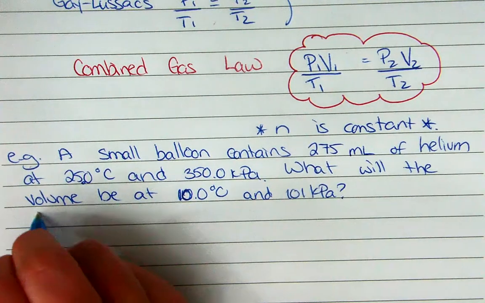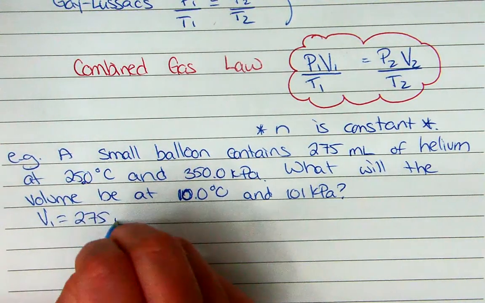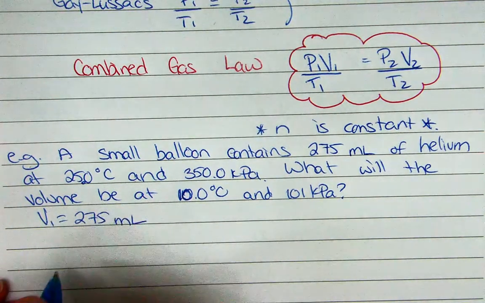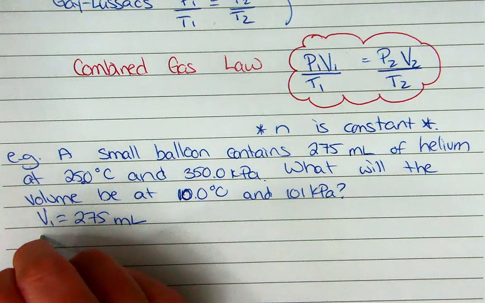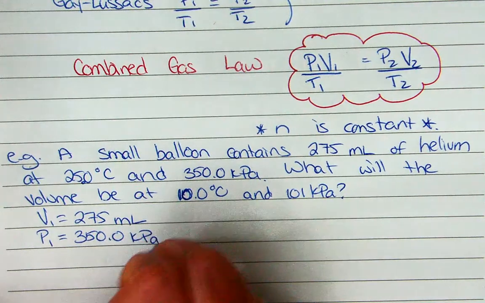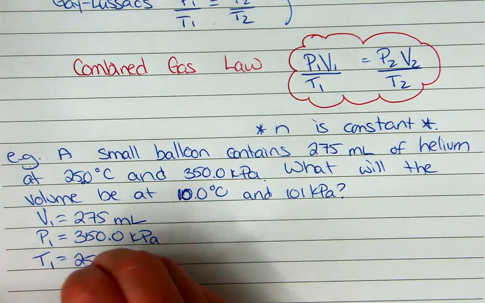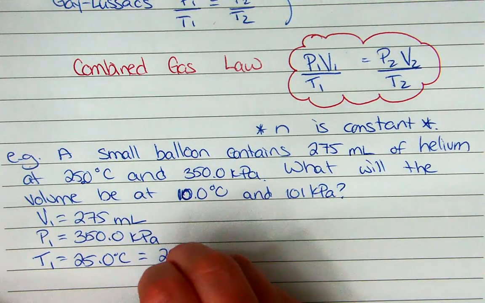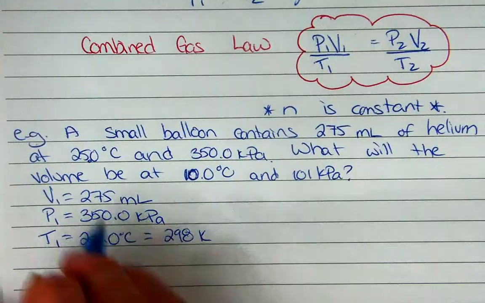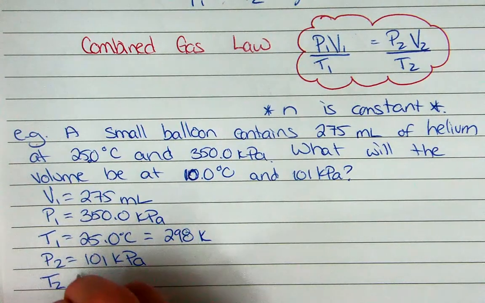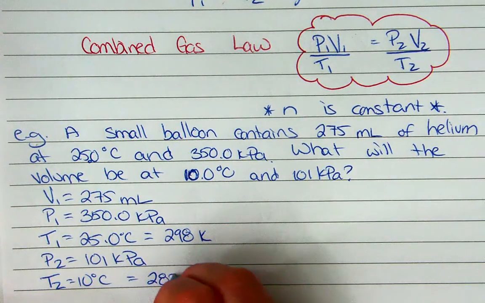Write out what we know. V1 equals 275 milliliters. We can keep it in milliliters as long as we know our answer will be in milliliters, because this is proportions and ratios. We know that P1 equals 350.0 kilopascals and T1 is 25.0 degrees Celsius. Remember to put that into Kelvin, so 298 K. P2 is 101 kPa and T2 is 10 degrees Celsius or 283 Kelvin.